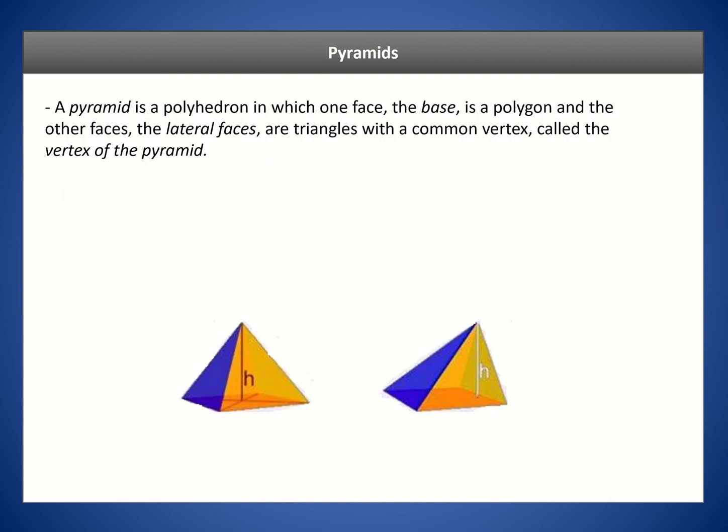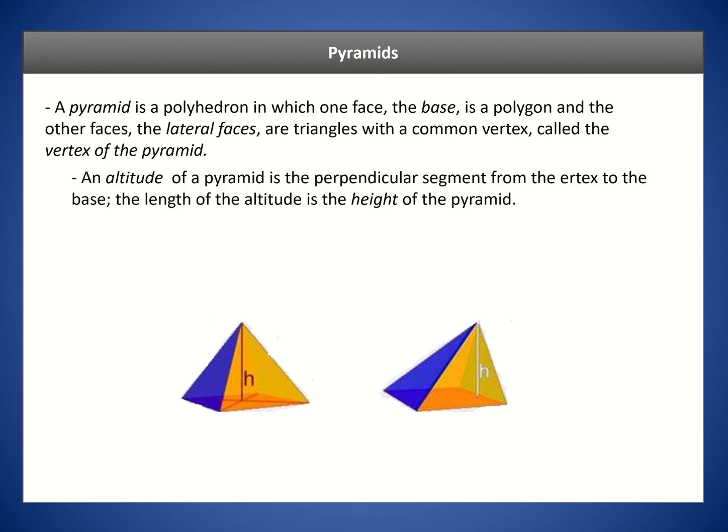So now let's talk about pyramids. A pyramid is a polyhedron in which one face, which we call the base, is a polygon, and the other faces, which we call the lateral faces, are triangles with a common vertex called the vertex of the pyramid. And the altitude of the pyramid is the perpendicular segment from the vertex to the base. The length of the altitude is the height of the pyramid.